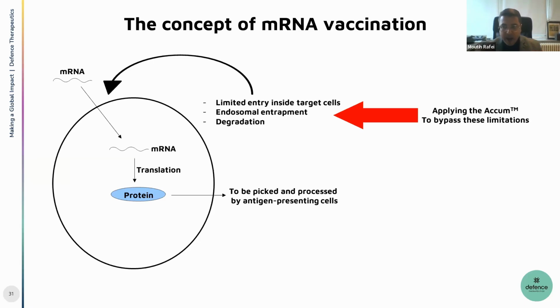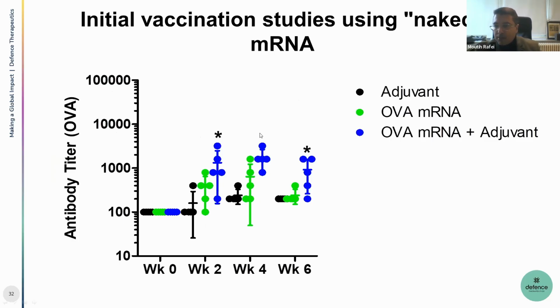And so you can imagine that mRNA needs eventually to reach the cytosol to be able to translate into a protein, and that protein will then be excreted outside of the cell to be captured and then mount an immune response. But if your mRNA is trapped within the endosome, you have the same problem. So in order to really bypass this problem, we're now working on attaching the accum on the mRNA and testing whether we can enhance significantly the therapeutic response to the mRNA.